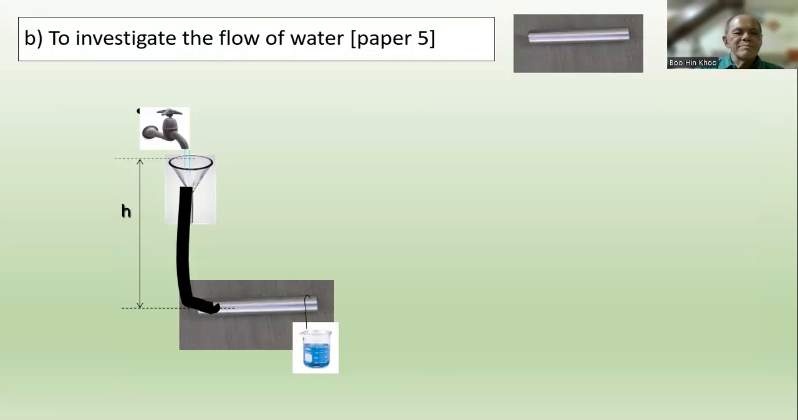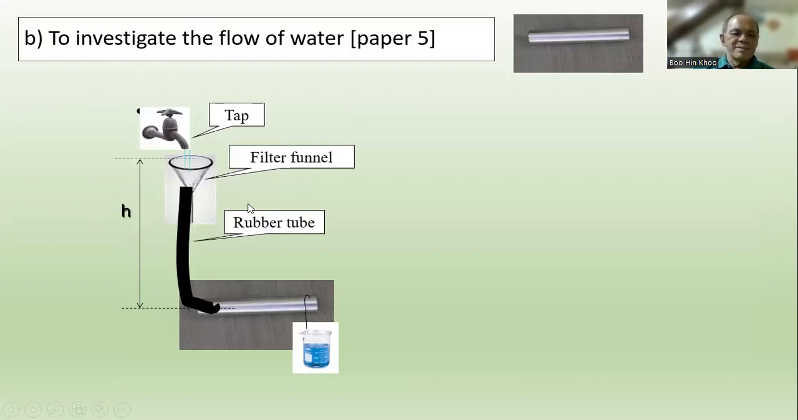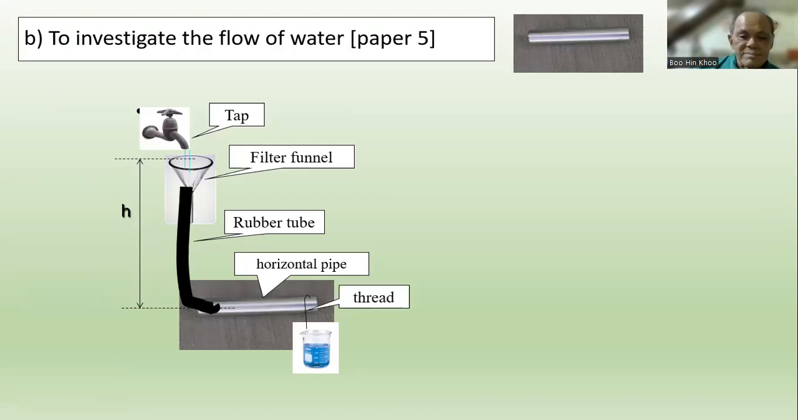devise an experiment to investigate the flow of water. Simple one, you can use a funnel. There's a tap, water there. There's a filter funnel. There's a rubber hose. There's a horizontal pipe. Use the spirit level to check that it's horizontal. There's a thread to guide the water down into the beaker. There's a beaker to collect the water and to measure the volume.